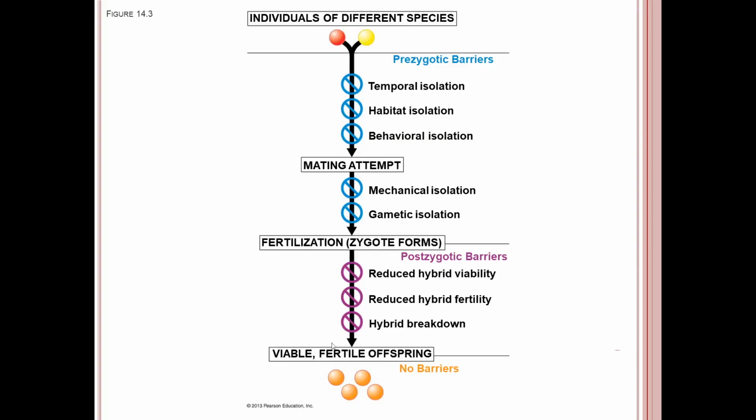Postzygotic barriers, again, you have a mating attempt between two different species. You have the formation of a zygote, but what happens to the offspring that develop from that zygote formed from two different species? So we're going to be looking at reduced hybrid viability, reduced hybrid fertility, and then hybrid breakdown. What is happening here is that these barriers are going to try somehow, some way, to prevent the hybrid offspring from passing its genetics on to future generations. So let's see what that looks like.